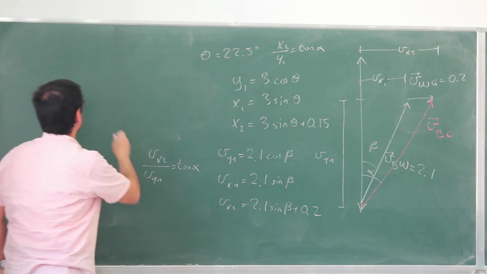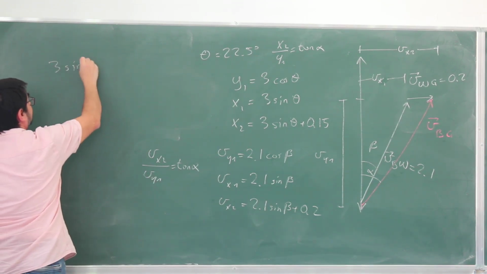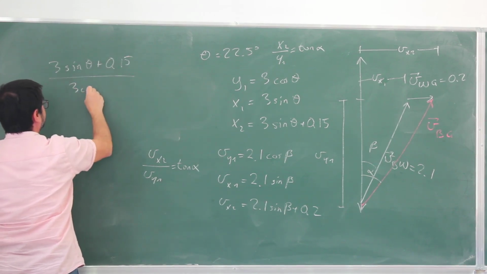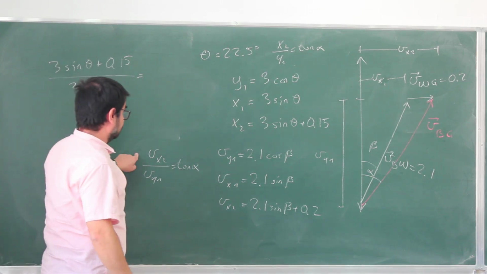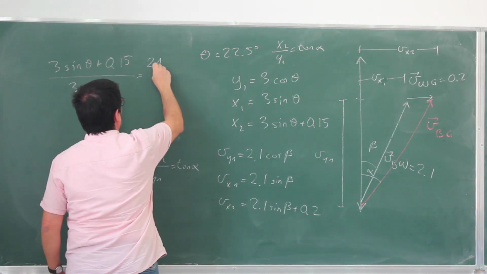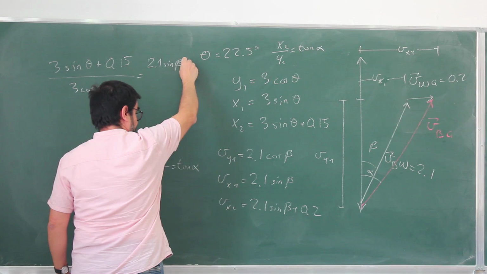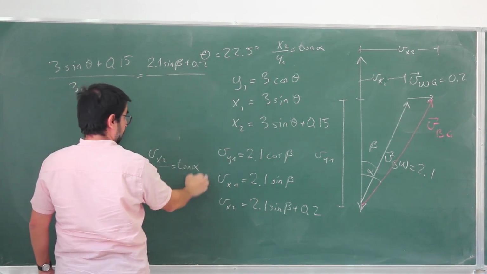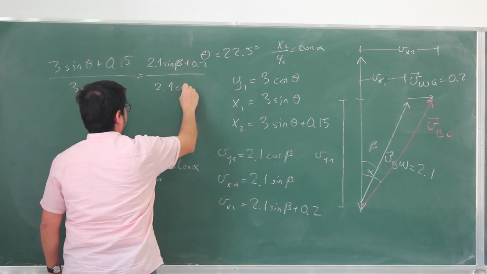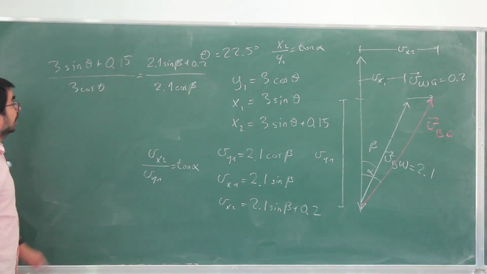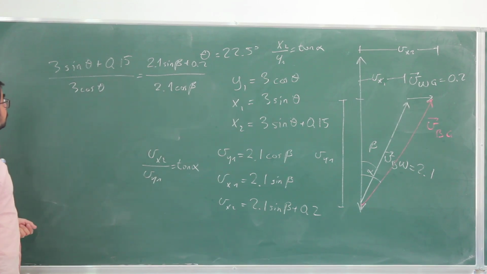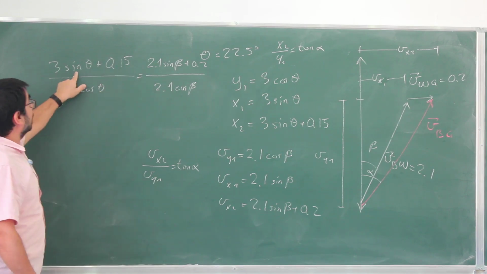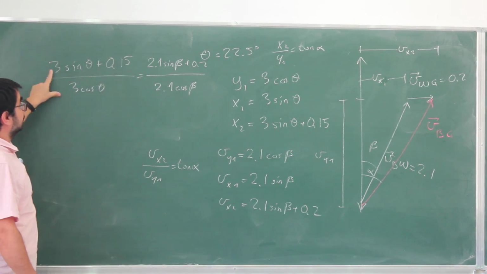So x2 over y1: 3 sine theta plus 0.15 over 3 cosine theta is equal to Vx2 over Vy1: 2.1 sine beta plus 0.2 over 2.1 cosine beta. These are equal to each other, and I'm looking for beta. How would you solve this? You could multiply this by that. And remember, I know theta, so this is just a number. The left-hand side is just a number.